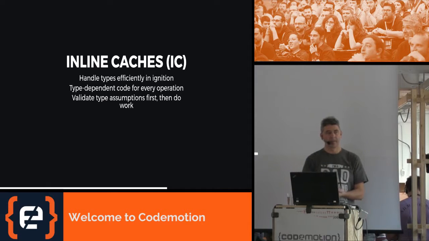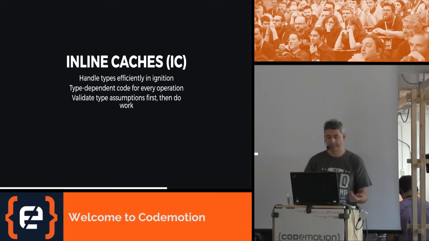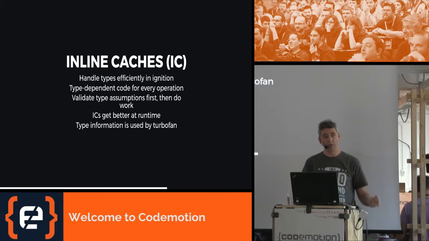So the idea is validate type assumptions first and then do work. So the first time you execute a piece of code, you call the slow one, but check the type and store it in the inline cache. Now, it's not inline anymore, the cache, but it's still called like this. And the next time, you validate the shape. Is it still that type? Yes, I go the fast way. Did it change? Oh, I store the fact that it changes, so this is getting bad. And I go the slow way, because there's no other way. Which means that inline caches get better at runtime. And now the type information is used also by the optimizing compiler when it will be needed.